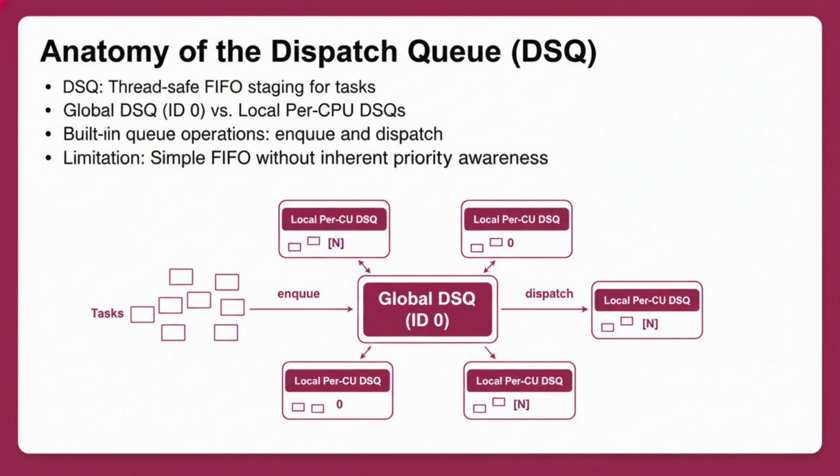While the built-in DSQs are efficient for general purposes, they operate on a simple FIFO basis. For senior architects, the limitation here is obvious. Standard DSQs do not natively understand complex priorities, cache locality, or thermal constraints. Understanding how these queues interact with the enqueue and dispatch BPF operations is the first step towards building our own custom DSQ management logic that can outperform the defaults.